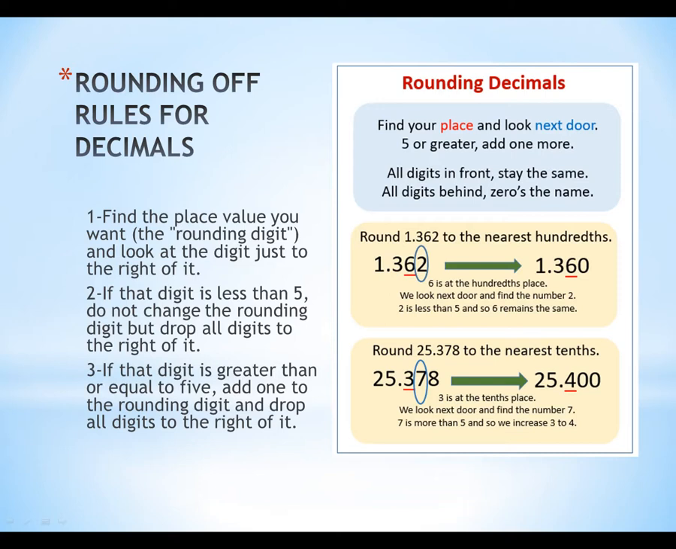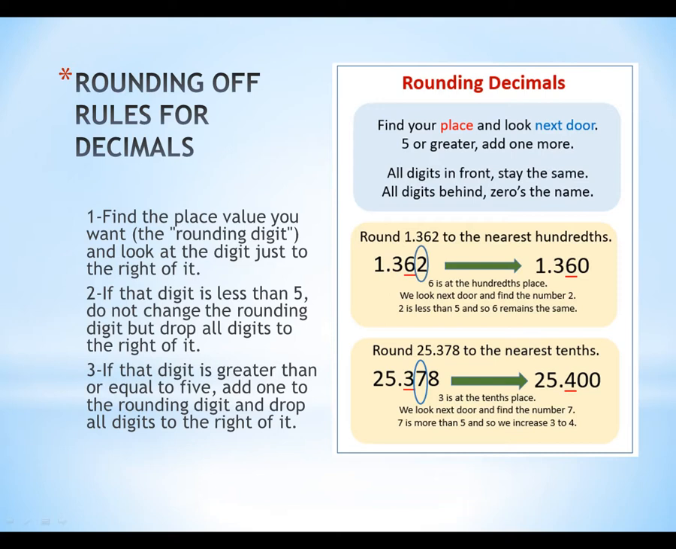So if there is a number in the decimal place, first of all you have to find your place and look at the next digit. First of all, you see at which place you are rounding off. For example, the numbers after the decimal are all called the decimal places. So this is the first decimal place, second decimal place, and third decimal place.